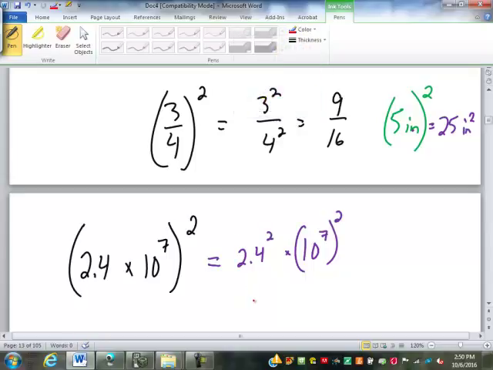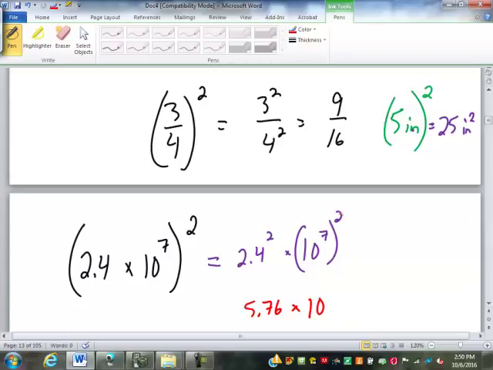So 2.4 squared is 5.76. I'm hoping at this point you all know how to enter that in your calculator, using either the caret key or the x squared key, right? Or you do 2.4 times 2.4. You look confused. Okay. How about 10 to the 7th squared? What's that going to be?